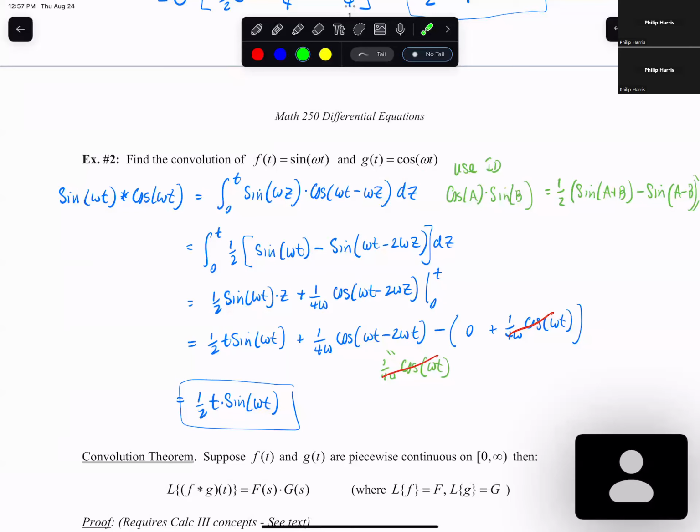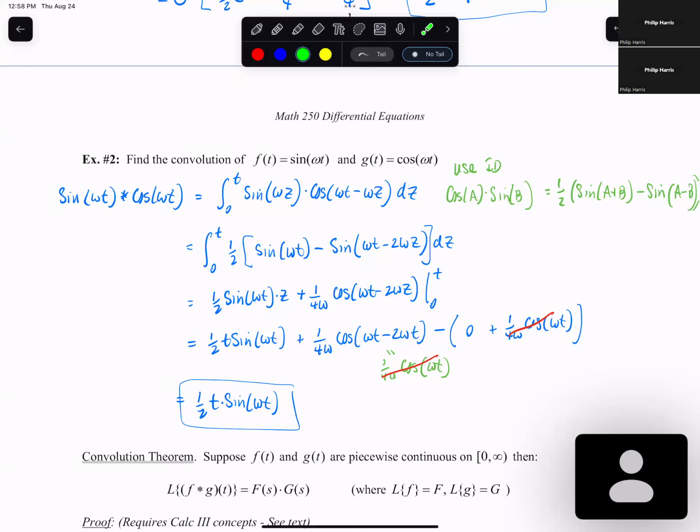So at that point, again, we are finishing it off by making our substitutions. Z equals T first, then Z equals 0 second. Notice that this guy here and this guy here are actually equal. Omega t minus 2 omega t is cosine of minus omega t, and cosine is an even function. So cosine of minus omega t is cosine of omega t. So this and this cancel, and we get our answer.